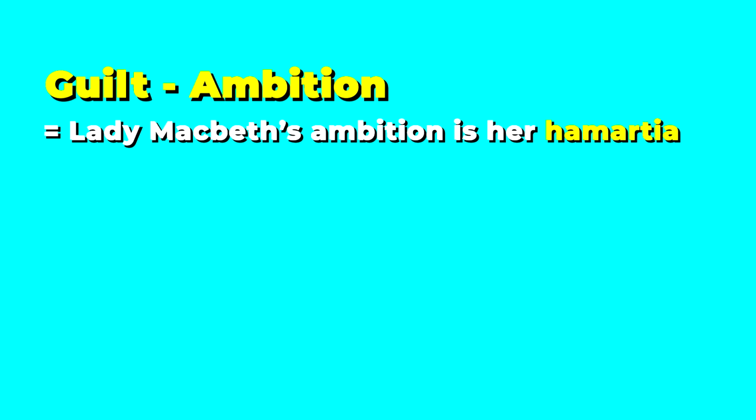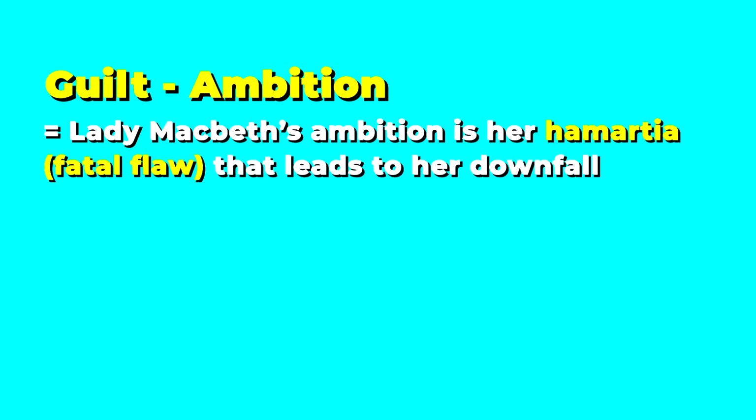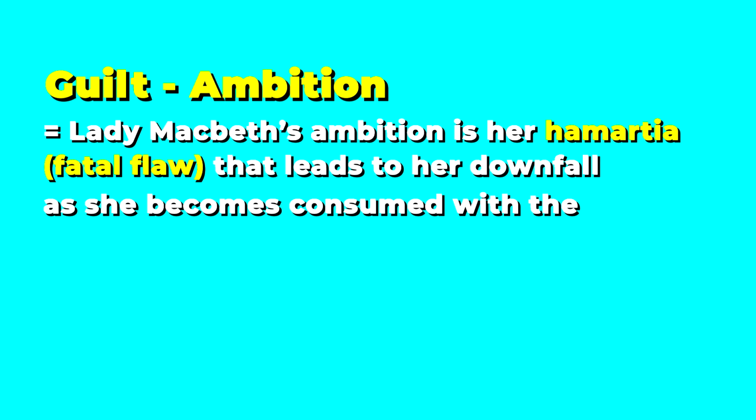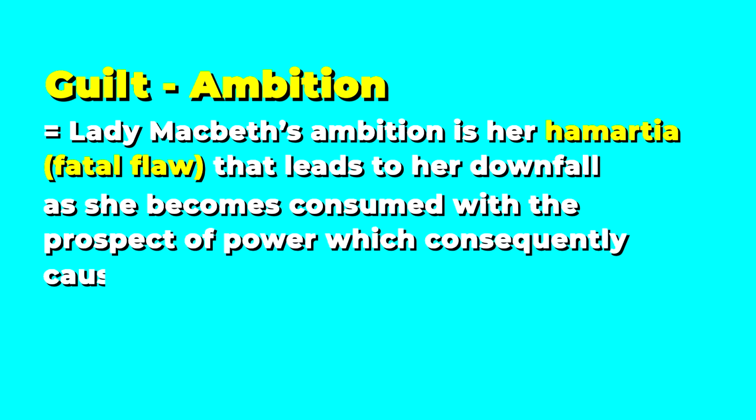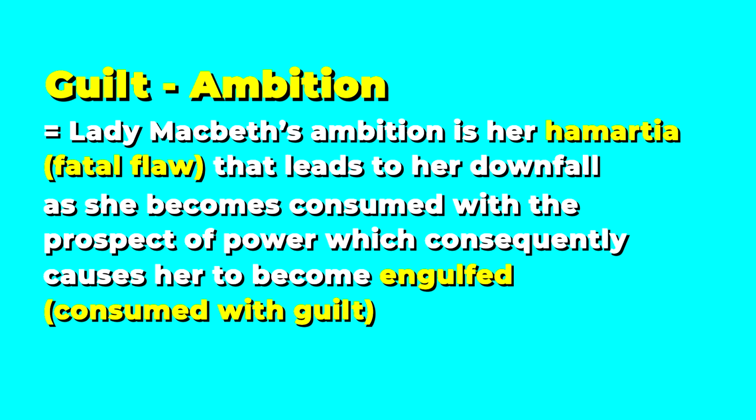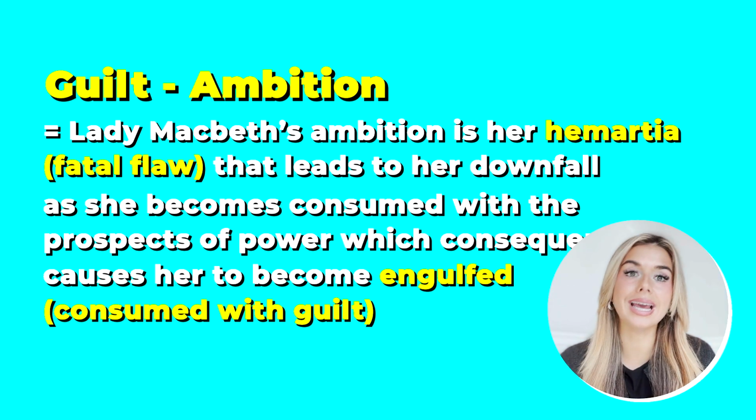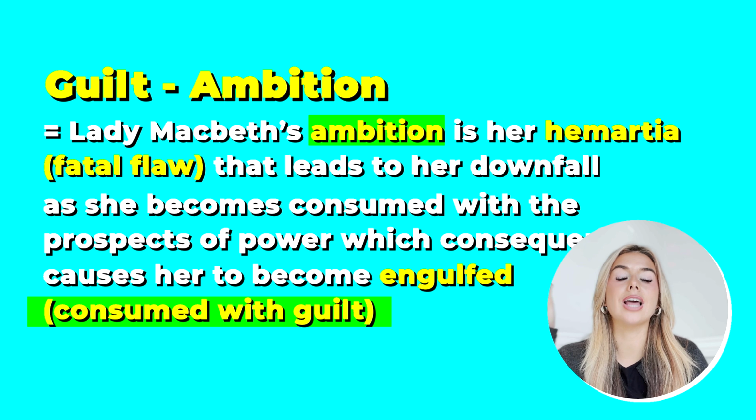And that also makes it super easy because throughout the entirety of my paragraph, all I'm focused on is ambition and violence. All my analysis will link back to how violence is linked to ambition because of course his ambition propels him to be more violent. Let's look at guilt. Lady Macbeth's ambition is her hamartia, which is a fatal flaw that leads to her downfall, as she becomes consumed with the prospect of power, which consequently causes her to become engulfed, meaning consumed, with guilt. So you can see very clearly here, I've linked ambition to guilt, saying that her ambition causes her to be guilty. And you can see so clearly, guys, how these key themes all link together because they're the main overarching ideas in the entirety of the play.